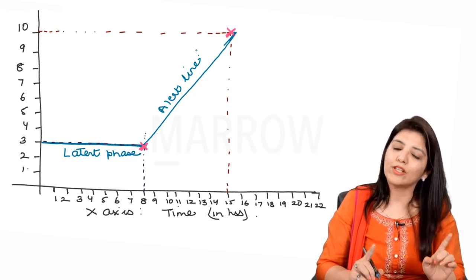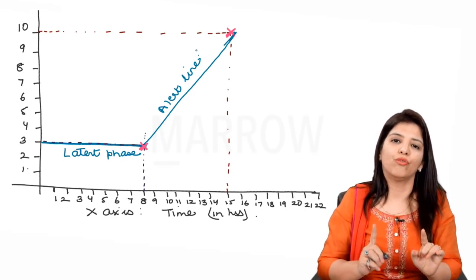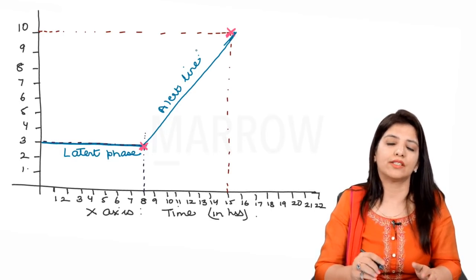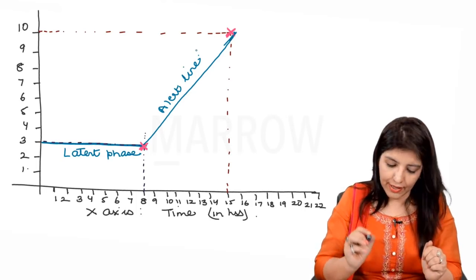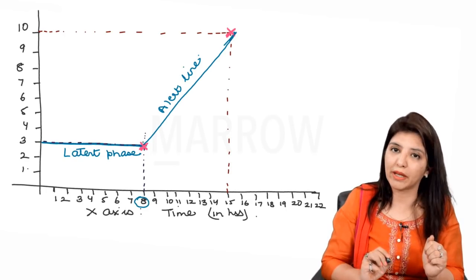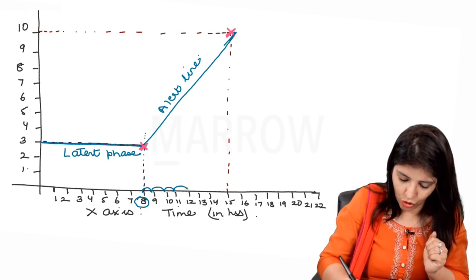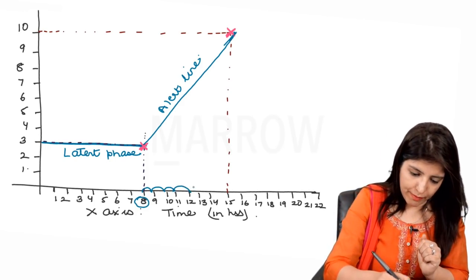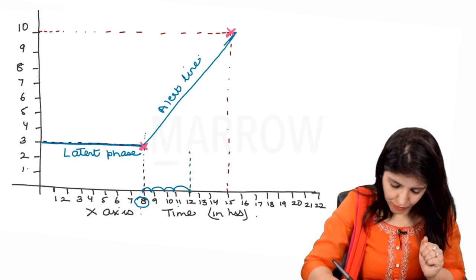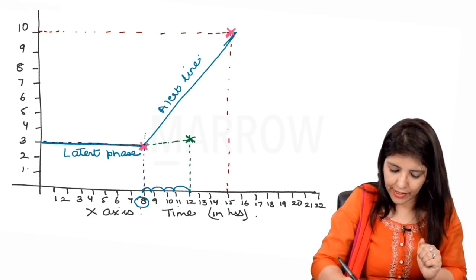Now, WHO said that the difference between alert line and action line is 4 hours. That means action line is going to begin 4 hours after the beginning of alert line. Alert line is beginning at 8 hours. This is where the alert line is beginning. So 4 hours after that means 1, 2, 3, 4. That is 12 hours. So I am going to draw a dotted line from 12 hours and from 3 centimeters. I'll mark it with an X.